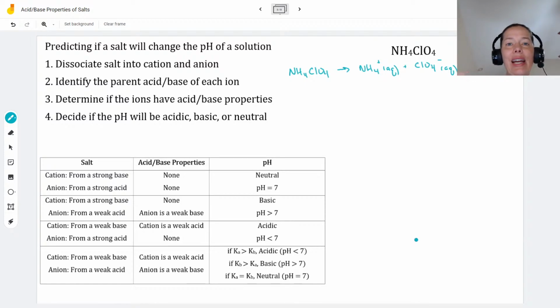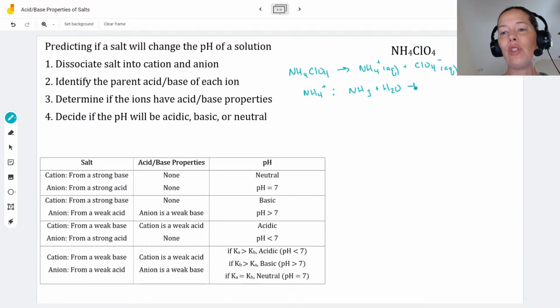I've got a cation, I've got an anion. Now I'm going to take each one on its own. So let me first deal with the cation. So we'll first deal with the ammonium cation. Okay, so I'm on to step 2 here. I want to identify again what I call the parent acid or the parent base of each ion. So again, I'm thinking, is there an acid or a base that will form the ammonium cation as a conjugate? And there is. For ammonium, the parent base is ammonia. So when ammonia is in aqueous solution, it will give the ammonium cation and, of course, hydroxide.